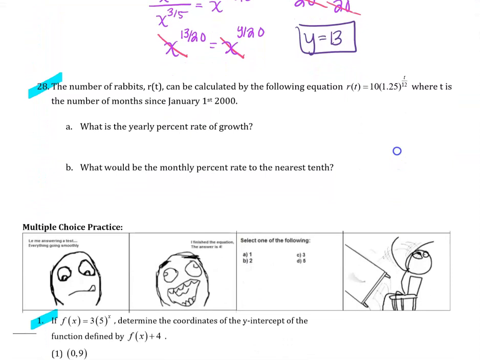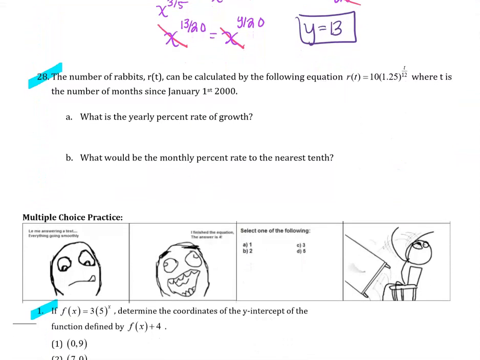Whew, this is going to be a long video. Almost done. Okay, the number of rabbits, R of t, can be calculated by the following equation, where t is the number of months. Cannot emphasize again how important it is that you pay attention to what t represents. What is the yearly percent rate of growth?